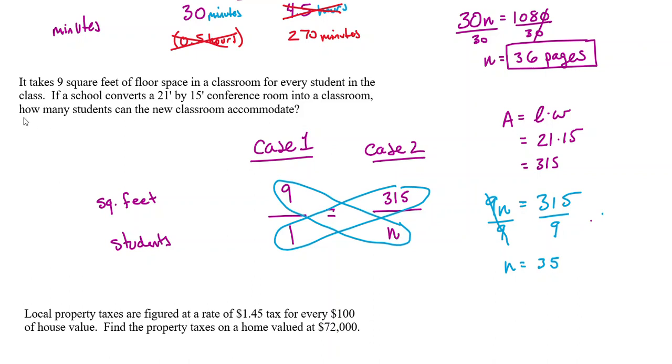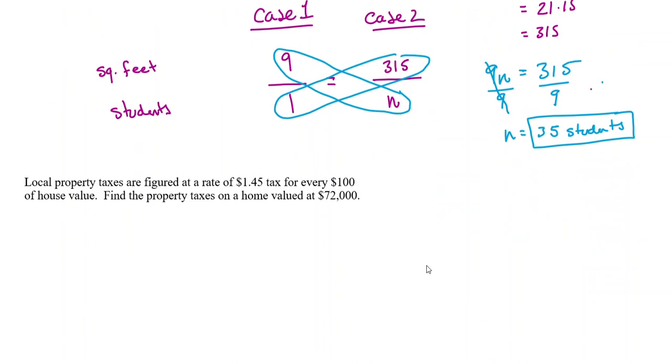We go back to what the question asked. How many students can the new classroom accommodate? The new classroom can accommodate 35 students. And that's just basic question answering skills. You always turn the sentence with the question back into the answer.